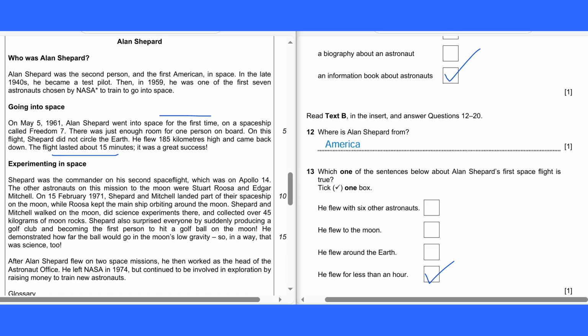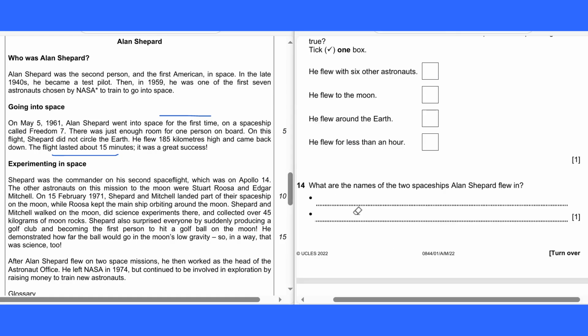6 is wrong. Flew to the moon? No. He flew just 185 kilometers high and came back down. So the second statement is wrong. He flew around the Earth? No. Okay, so now let's move on to question 14. Now we are in question 14. What are the names of the 2 spaceships Alan Shepard flew in? 10 seconds from now.